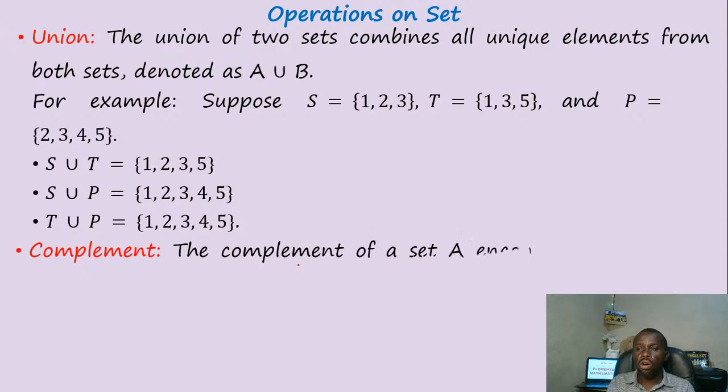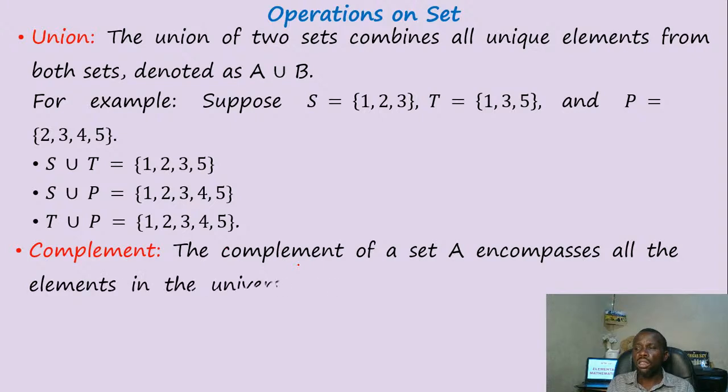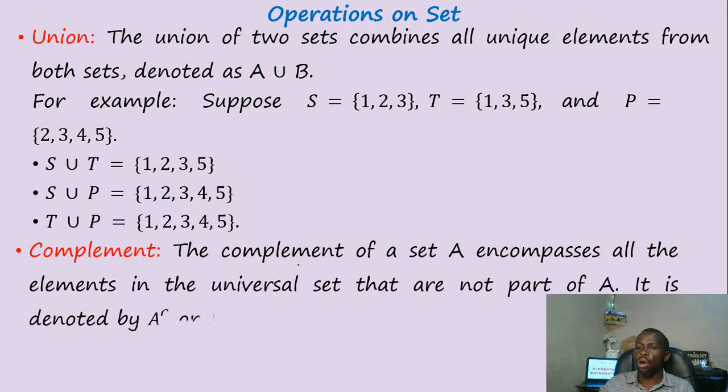Now, let's look at another one, complements. The complement of a set A encompasses all the elements in the universal set that are not part of A. It is denoted as A raised to power C, or A prime. That is A complement. I prefer to use A raised to power C for complement. For your level now, the A complement means the elements that are in the universal set but not in A. They are not in A.